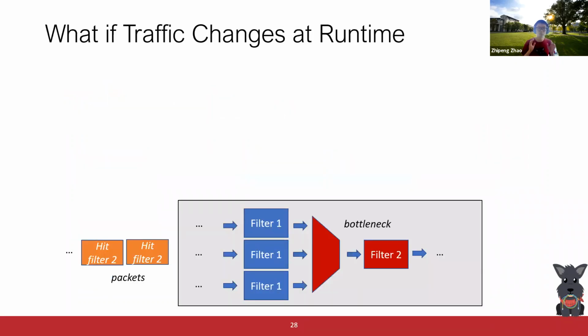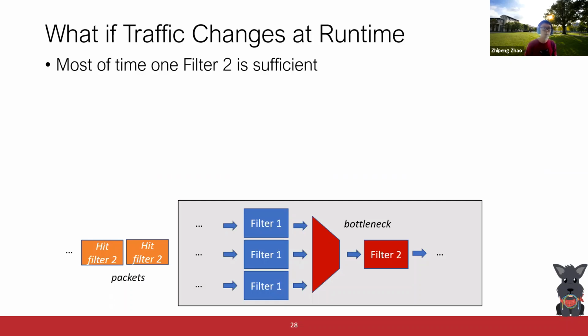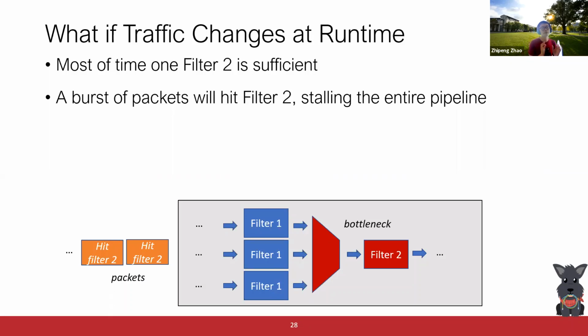So with disaggregation, parameterization, and common case abstraction, users can easily retarget the device at compile time. But what if the traffic changes at runtime? Here I'm showing you a simple example where most of the time, a single filter 2 is sufficient to handle the traffic. However, now we have a burst of packets that will stress this filter 2, which will cause pipeline stalling and eventually packet drop.